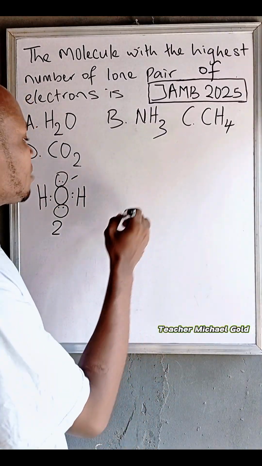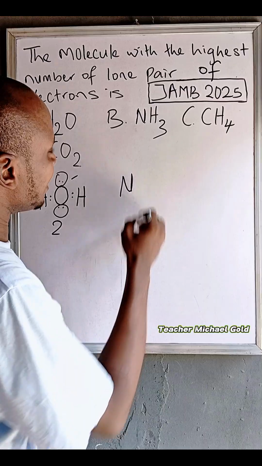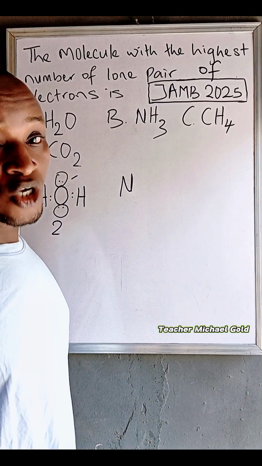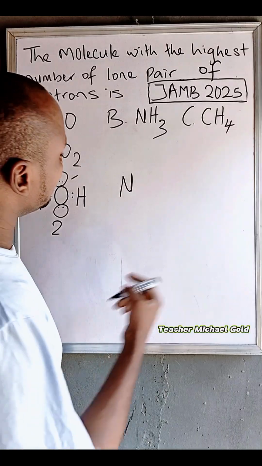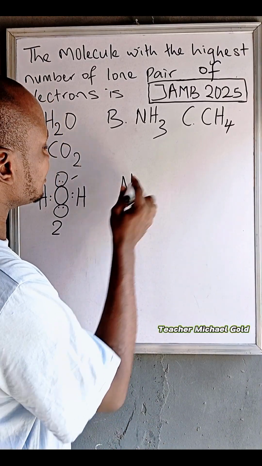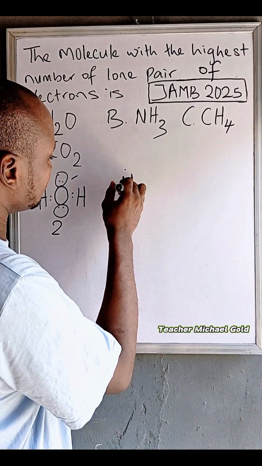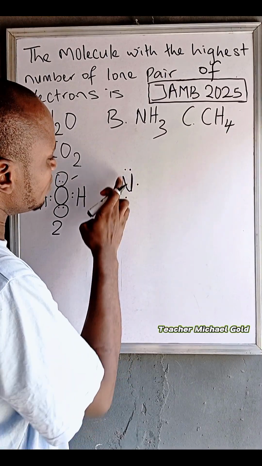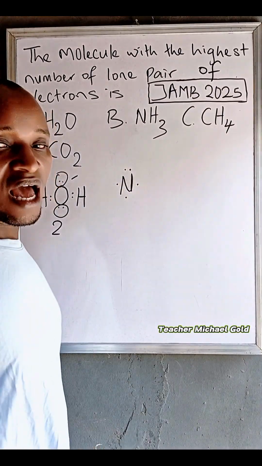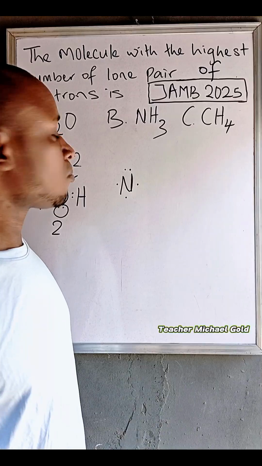Now the next one is ammonia. In ammonia, the central atom is nitrogen, and nitrogen is in group 5. So we want to share these 5 electrons around the nitrogen atom. We can share it like this: singly first, then we pair it. So if you look at this, we have 1, 2, 3, 4, 5. Nitrogen is in group 5, with 5 electrons in its atom shell.